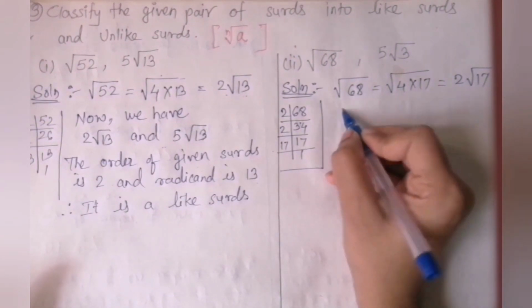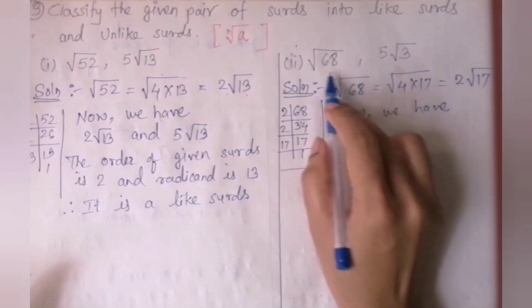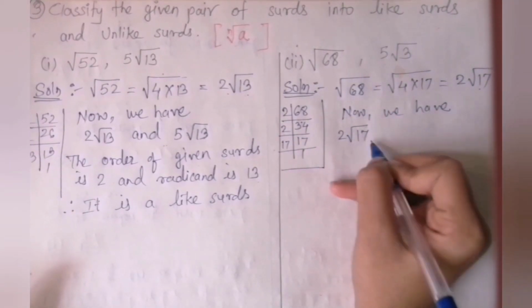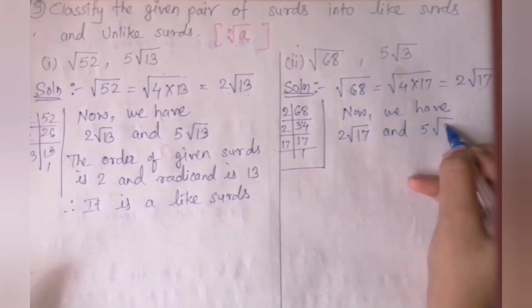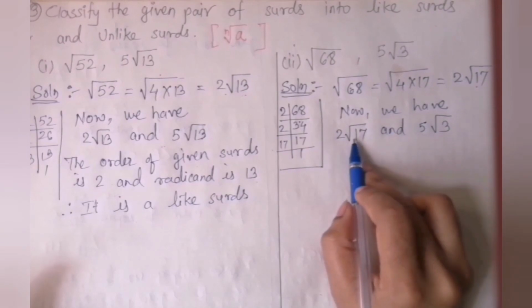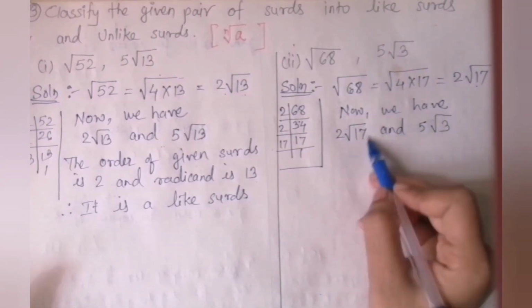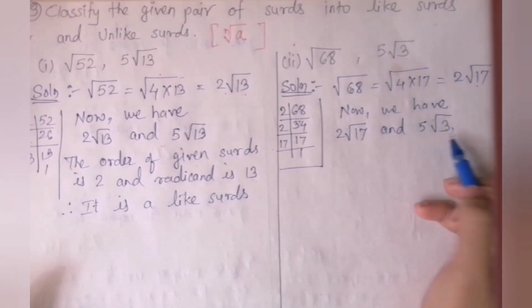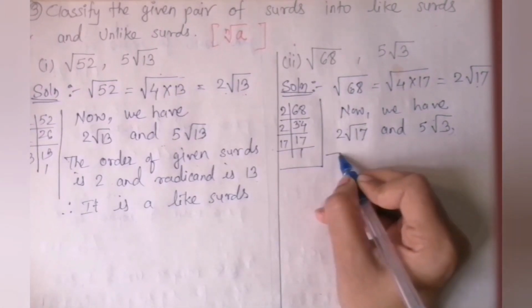Now the next one is what? Now we have what we have first, write down students. So what is the answer of this? The last final one is 2 root of 17 and this is 5 root of 3. So now just observe that the order of these two surds is what? 2 and 2. Now what is the radicand? Is it different? Yes. There is a 17, there is a 3. So this is not a like surd. This is unlike.